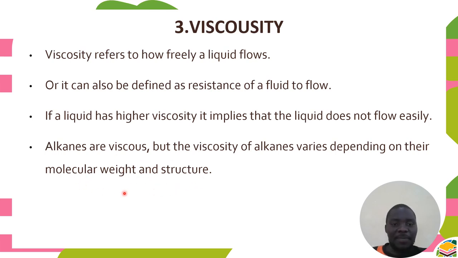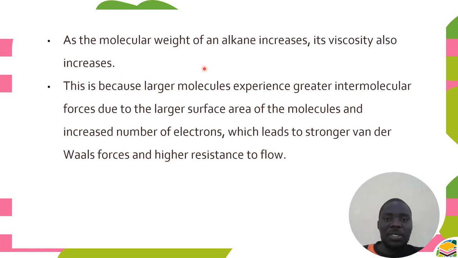What do we mean here? We're talking about molecular weight, which depends on the molecular size or the carbon chain, and their structure, how their structure is going to be formed. So as the molecular weight of an alkane increases, this means that as you are moving from methane to decane, its viscosity also increases. So between methane and decane, the one which is more viscous is decane, due to an increase of molecular weight as well as molecular size.